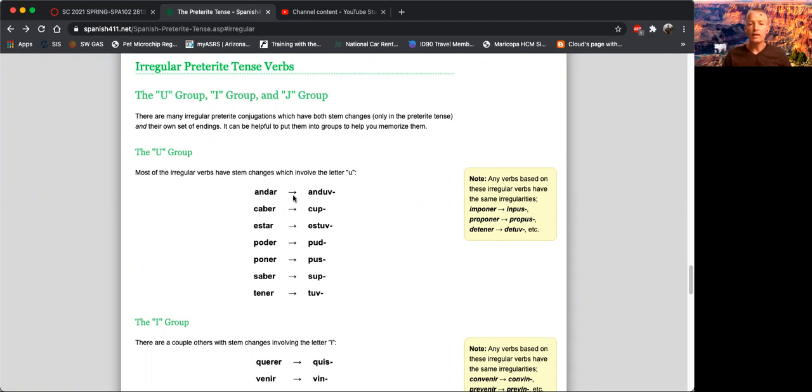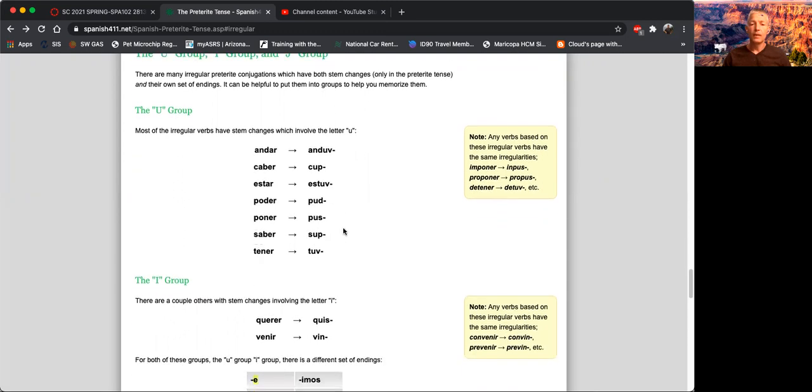For example, andar, the stem is anduv. So you're not dropping the AR and adding an ending. You're changing the stem from AND to anduv. Caber, to fit, is cup. Estar, estuv. Poder, pud. Poner, pus. Saber, sup. Tener, tuv. So each of these verbs has its own stem.